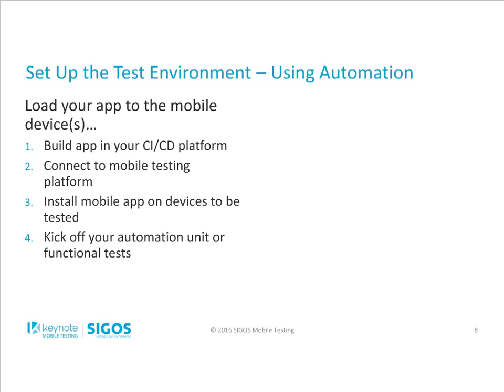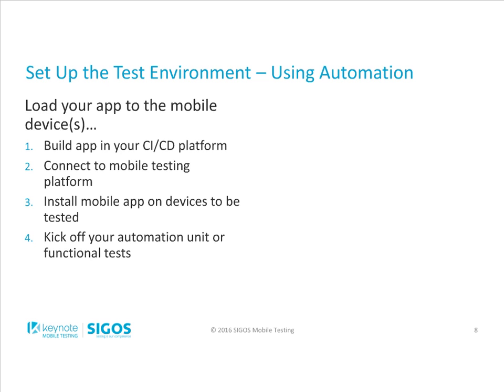So as an example, we talk about building your application in your CI or CD platform, so continuous integration or continuous delivery platform. I'll use Jenkins as an example. Developers check in their code. You have a nightly or a daily or a weekly build that will compile that code and will deliver a built application file, either an IPA for iOS or APK for Android. Now you need to get that application to these remote devices to test on.